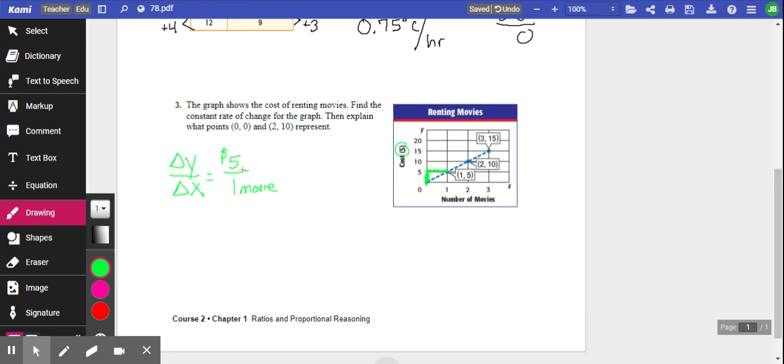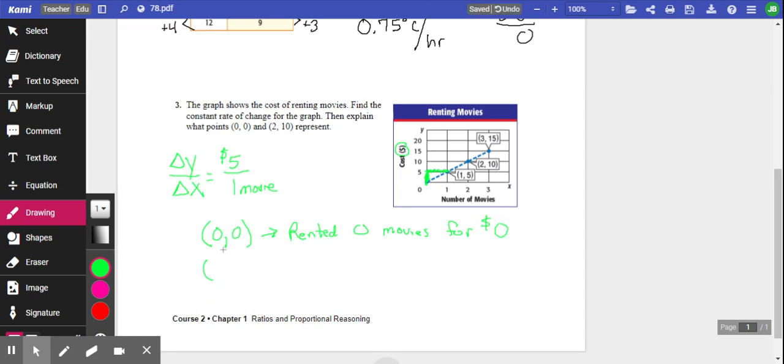So then when we look at these points, 0, 0, to me, that means that we didn't get any movies. We didn't rent a movie. So therefore, we didn't have to pay any money. So we rented 0 movies, and the cost is $0.